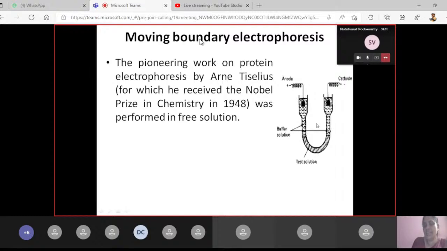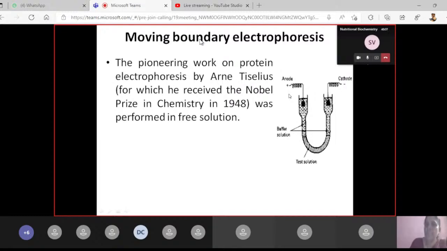When you load the test sample, it starts moving based on the charge. If it is positive, it will move towards the cathode. If it's negative, it will move towards the anode. So this was how initially the technique was developed.